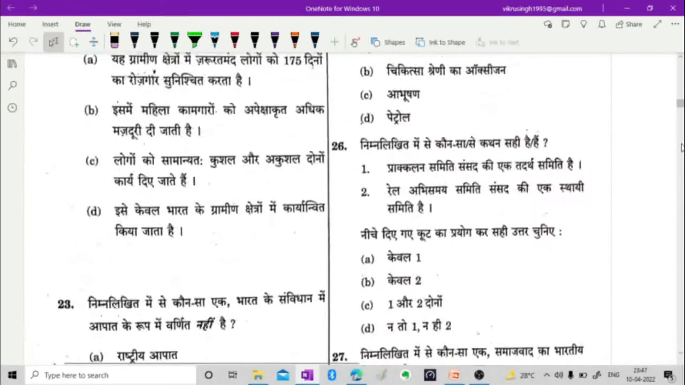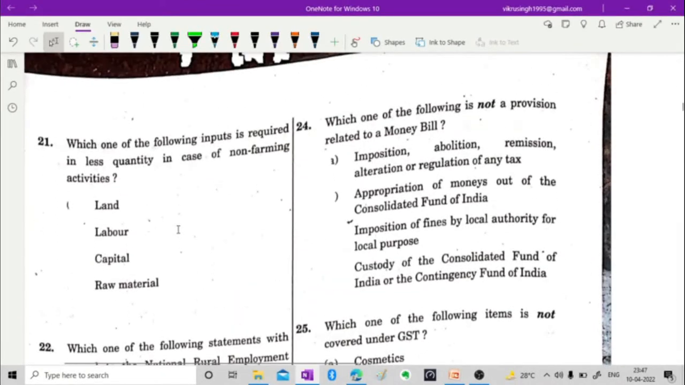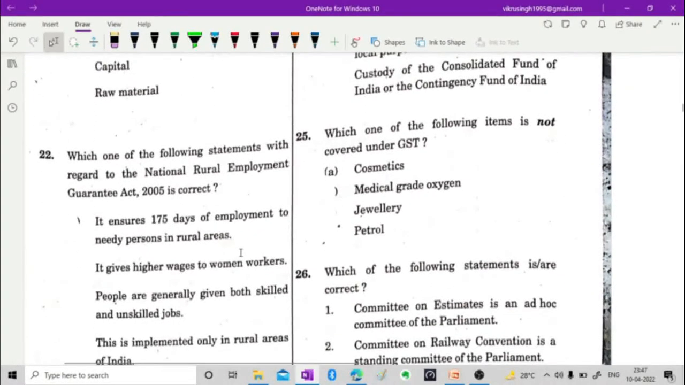So moving on to question number 21. Which one of the following inputs is required in less quantity in case of non-farming activities? This is from the economy portion. The correct option is land.